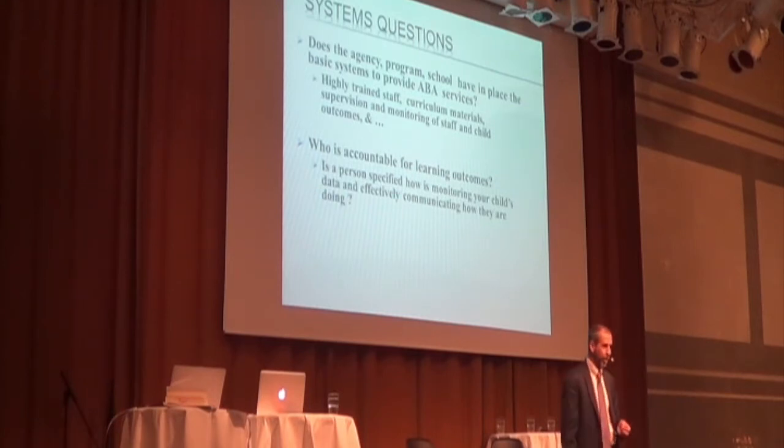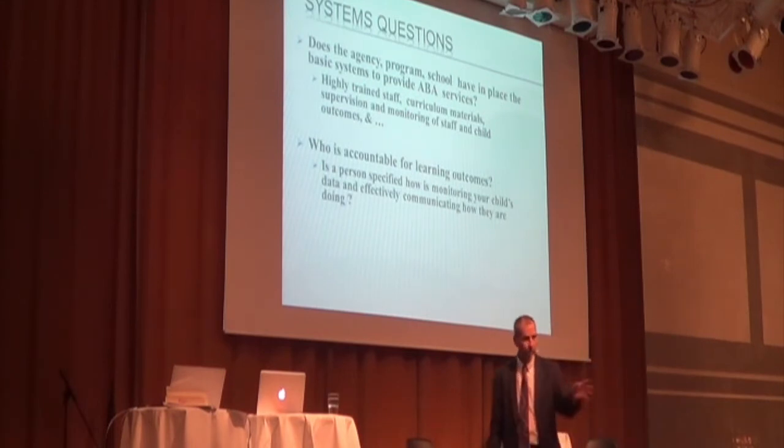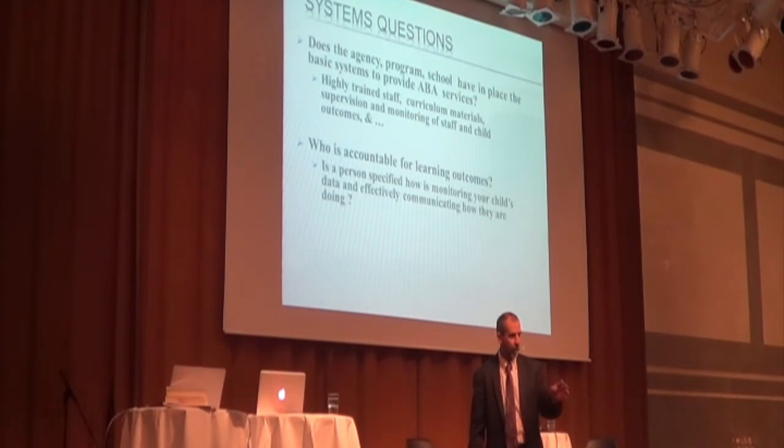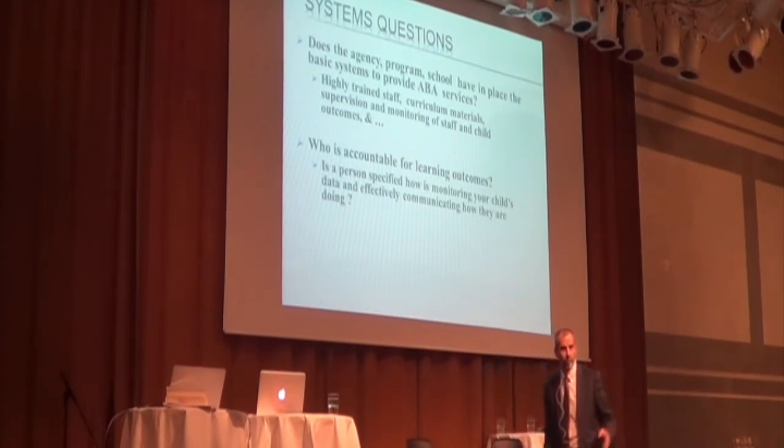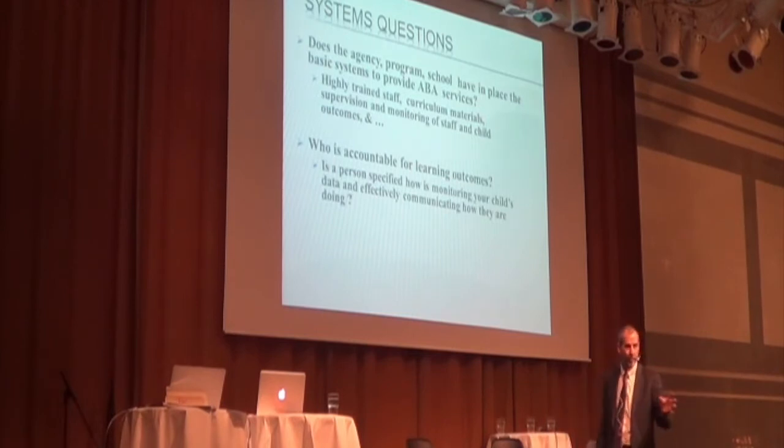If you're looking at data once a month, once every, who knows, every couple of weeks, do you know whether the kid's making progress or not? How frequently are you looking at learning outcome data? That's a really important piece of a good program. Somebody in some administrative role has to be ensuring that progress is being made in reduction of problem behavior and acquisition of target skills.